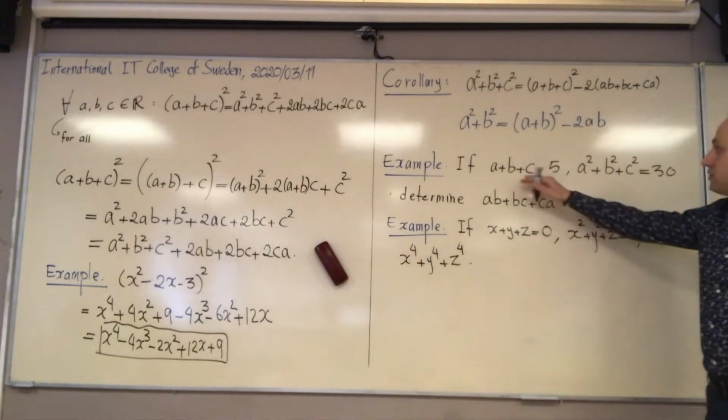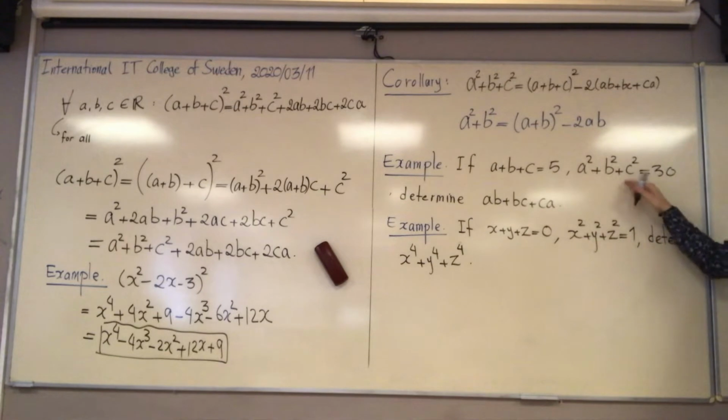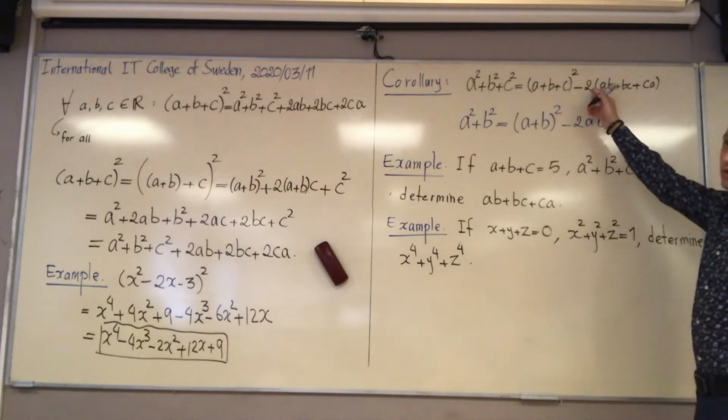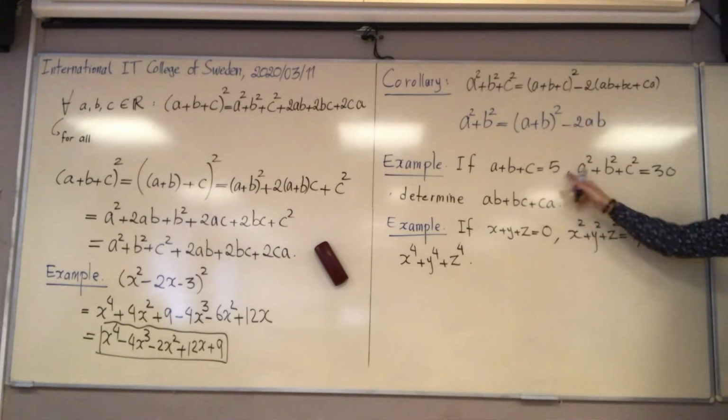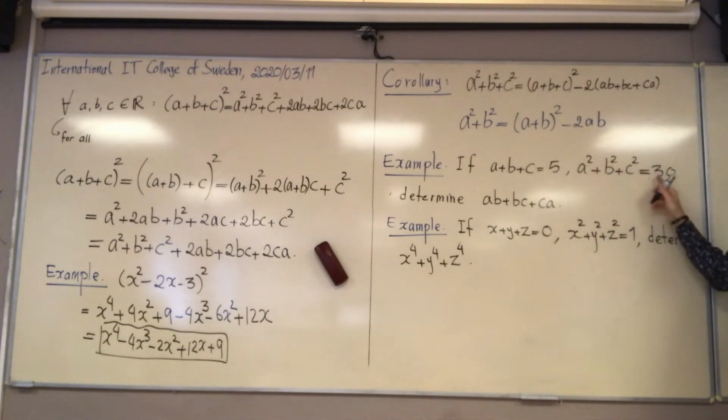But can you help me to solve the first one? I think the first one is very easy. Any opinion about that? Yes, Alex? Just substitute whenever we find that factor. You mean in this corollary, yes? Yeah. So a plus b plus c is given. A squared plus b squared plus c squared is also given.